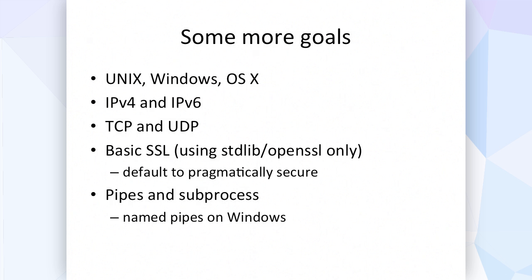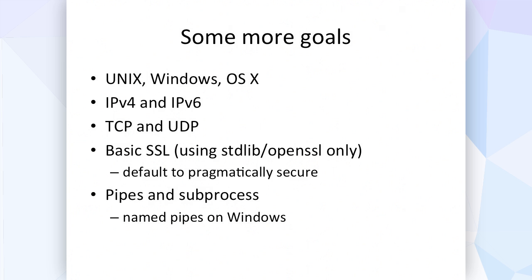More goals. It needs to support all major platforms where Python runs. So at this point, it's basically Unix, Windows, and OS X. Of course, it needs to support IPv4 and 6, TCP and UDP, although UDP I'm not much of an expert at, but Bram Cohen, who I think is also here, gave me a lot of useful tips on how UDP is actually supposed to work.